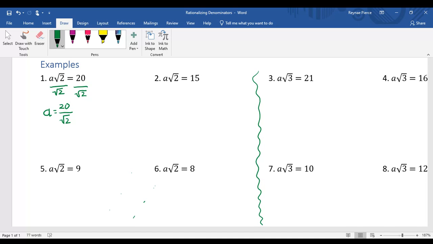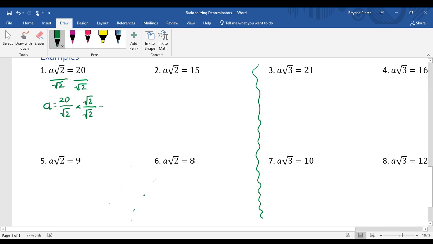Okay, so when we divide by the square root of 2, to get that radical out of the denominator, we need to multiply by 1 just a little bit. It looks a little bit different. Remember, in the numerator, we just multiply straight across.